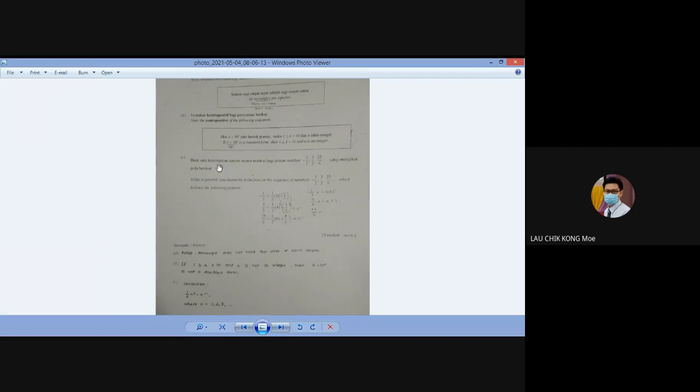So the question number A, whether it's true or false. All the rectangles are square. Actually it's wrong because not all the rectangles are square. Some of it yes, but not all. So for this question you just write false. Because the question didn't ask you to give the reason, we no need to give the reason. So the answer is false only, 1 mark. You just give the false.